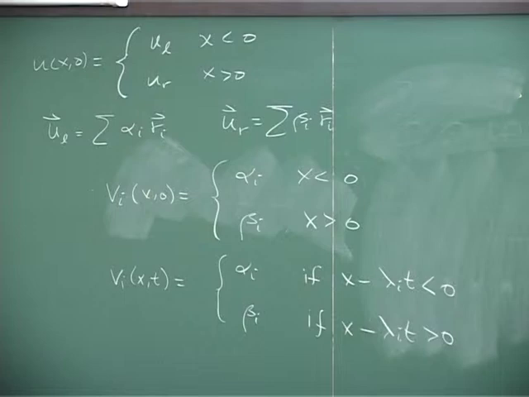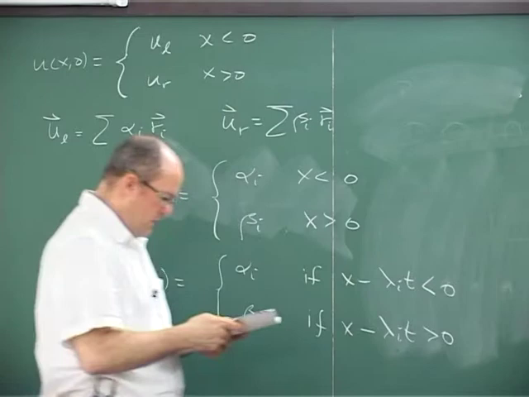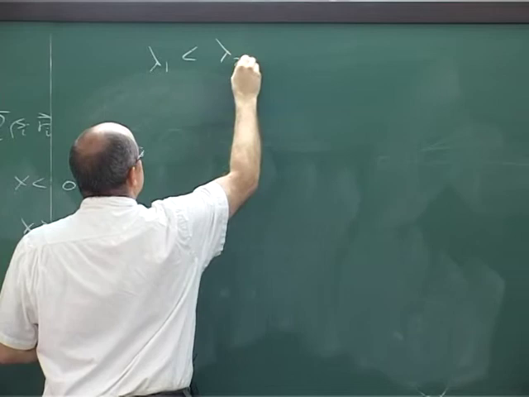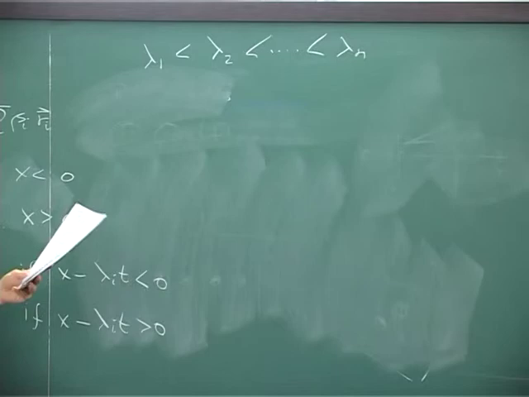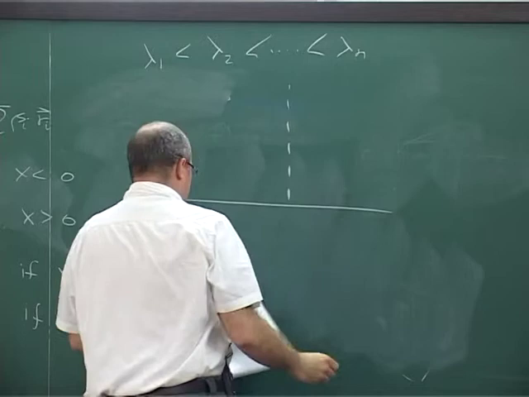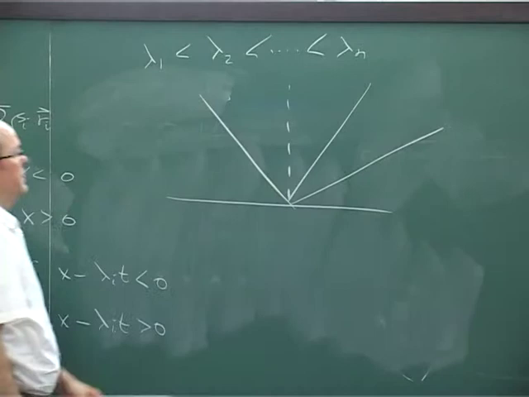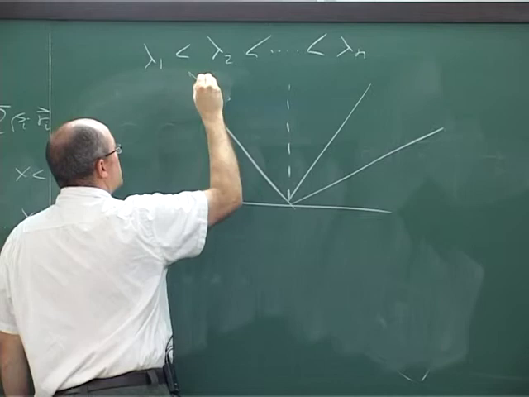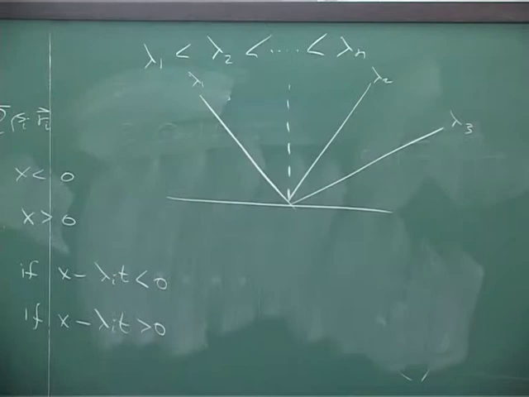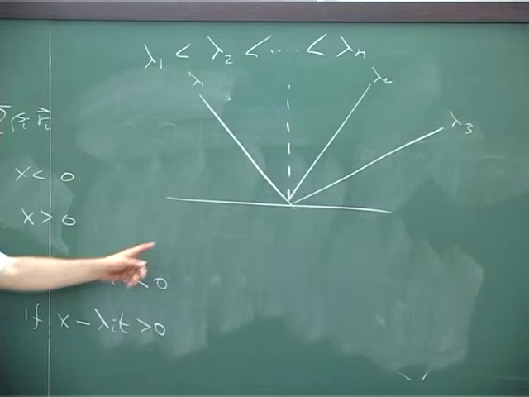But I'm going to do something a little bit different here. I'm going to imagine that my eigenvalues are strictly ordered. I've already said they're distinct. Let's require them to be ordered so that the smallest eigenvalue is lambda_1 and the largest is lambda_n. Let's just do a case with three variables, so I have three waves, three characteristic variables, three characteristic speeds, all distinct. This is the wave corresponding to lambda_1, the wave corresponding to lambda_2, and the wave corresponding to lambda_3. Now let's figure out what the answer would be right here. I want to find u at this point.